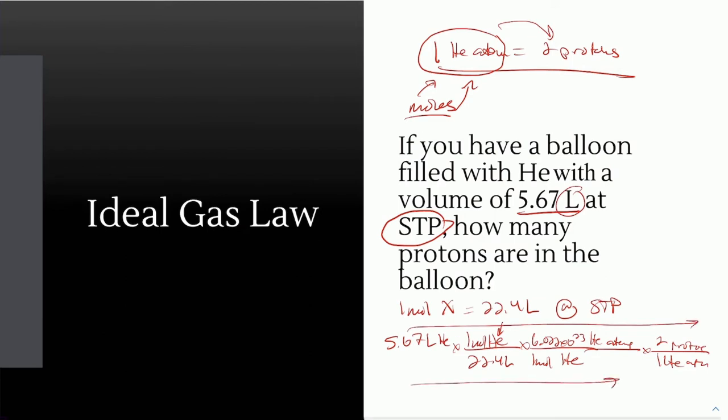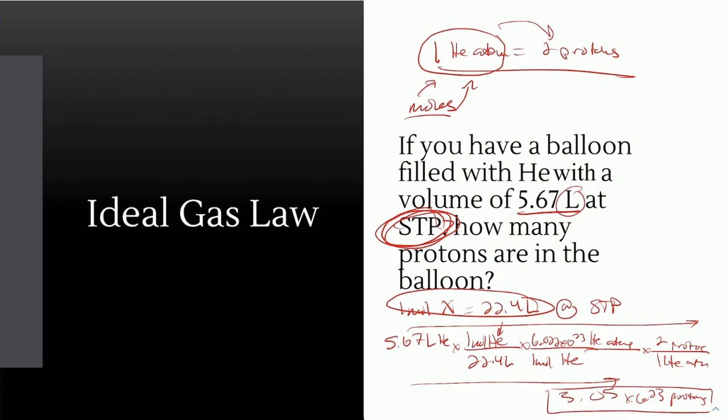At this point, you just multiply everything on the top and divide by everything on the bottom. If you do that correctly, you end up getting about 3.05 times 10 to the 23 protons. So hopefully you haven't forgotten anything about unit dimensional analysis from the beginning of the semester. We are still using it, but also hopefully you knew that at STP, 1 mole of any gas is equal to 22.4 liters of that gas.